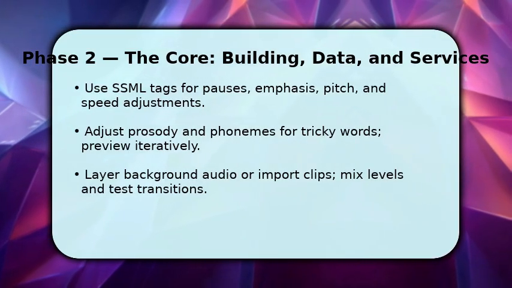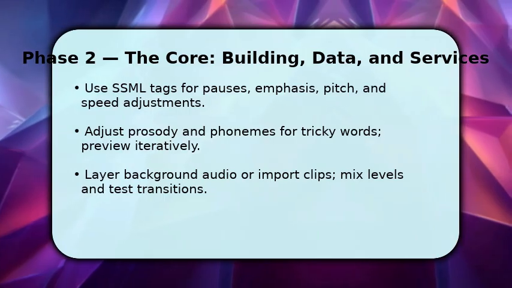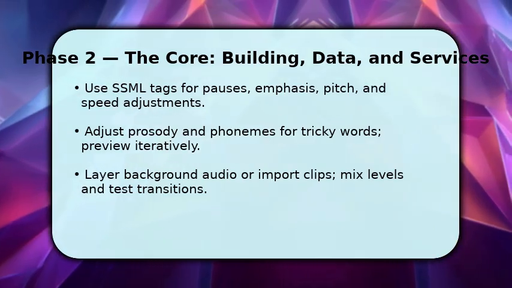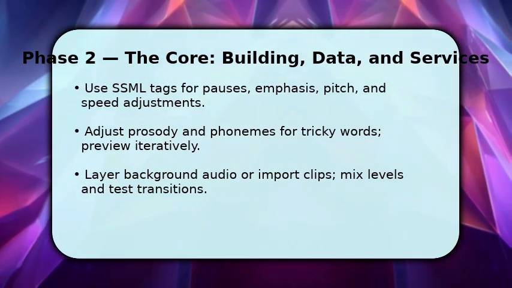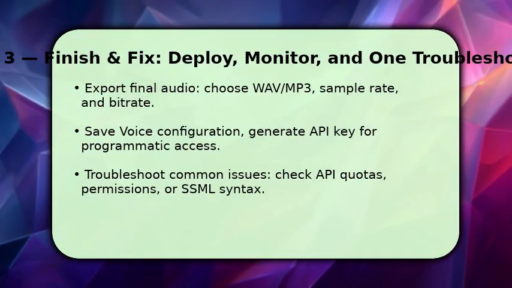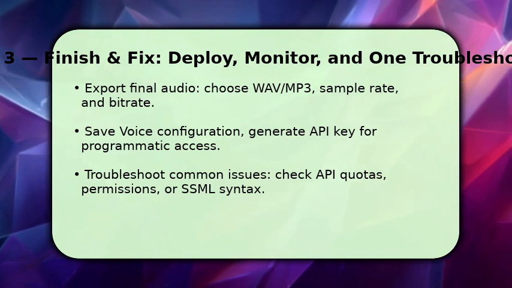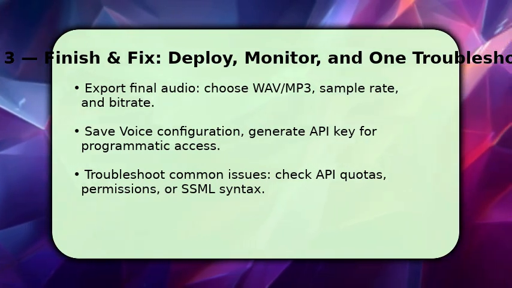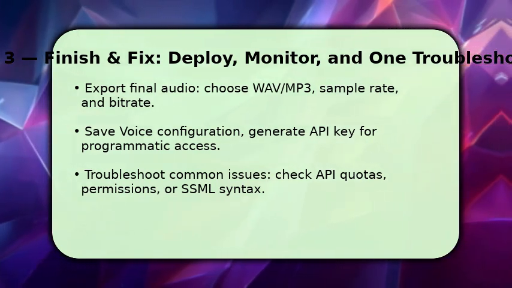Once you confirm timing, export short segments at different bitrates to compare clarity and file size, and iterate until pacing and intelligibility match your goal. Finish by exporting your final audio in the chosen format, such as WAV or MP3, and set the sample rate and bitrate for your use case.